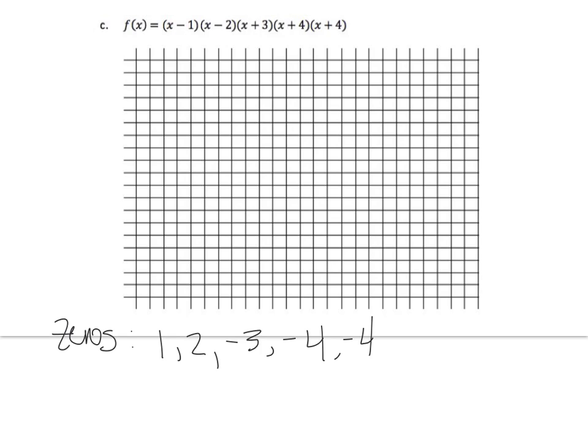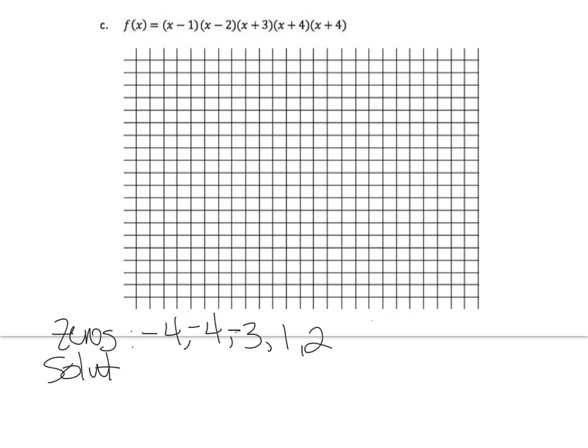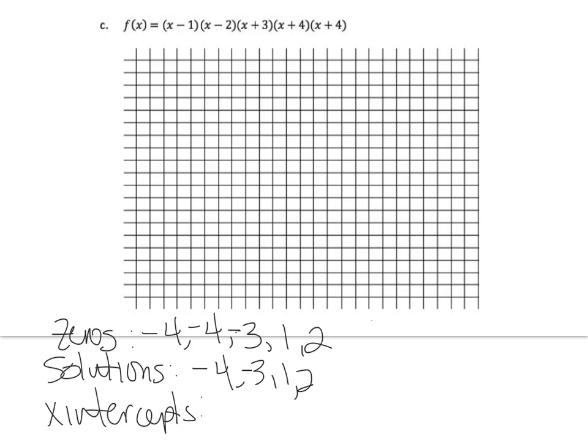But we need to list those in the right order. So let's do it right: -4, -4, -3, 1, and 2. All right, our solutions are -4, -3, 1, and 2. Our x-intercepts are -4, -3, 1, and 2. And our degree equals 5, which is greater than the number of x-intercepts.